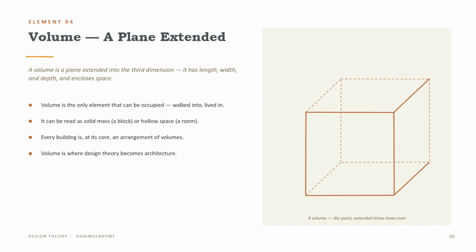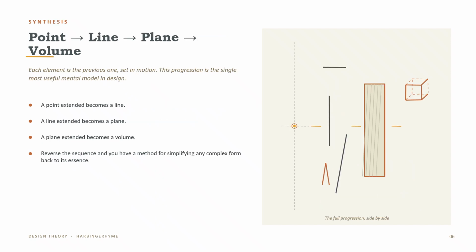In this image, we can see a volume, the point extended three times over. So here's the whole chain in one image. Point, line, plane, volume. Each one simply the last element set into motion.